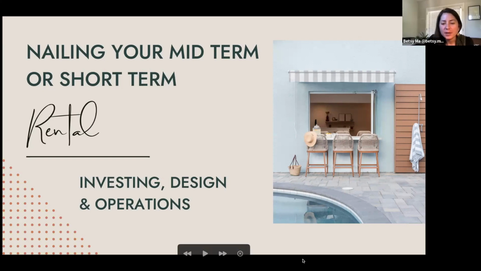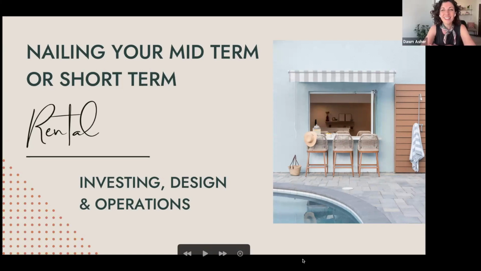We're going to be talking about a lot of different topics, from investing, design, operations to hospitality, marketing, and even how you set up your operations. You're here because you've met us and you're exploring what it may look like to work with us or to have a sustainable midterm or short-term rental business. And we're so excited that you're here and taking your first step in journeying with us.